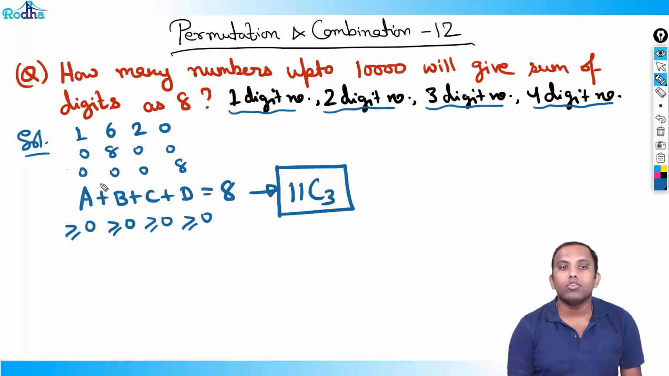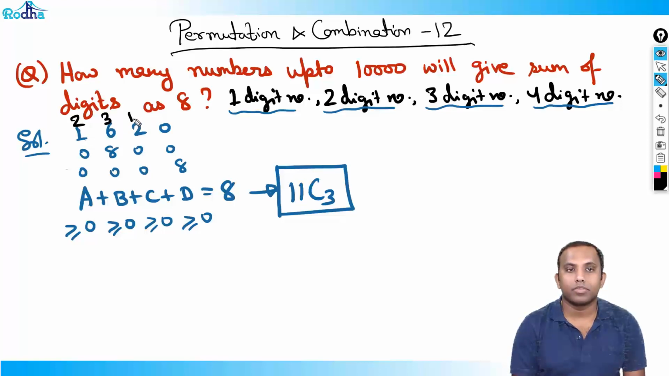So that means 0, 0, 0, 8, 8000, 800, 80, all are covered, right? Similarly, sum of 4 digits is 8, so it can also be 1620, right? Sum of 4 digits is 8. It can also be 2312 kind of number, right? That means all the 4 digit numbers, all the 3 digit numbers, all the single digit numbers, everything will be covered in this.